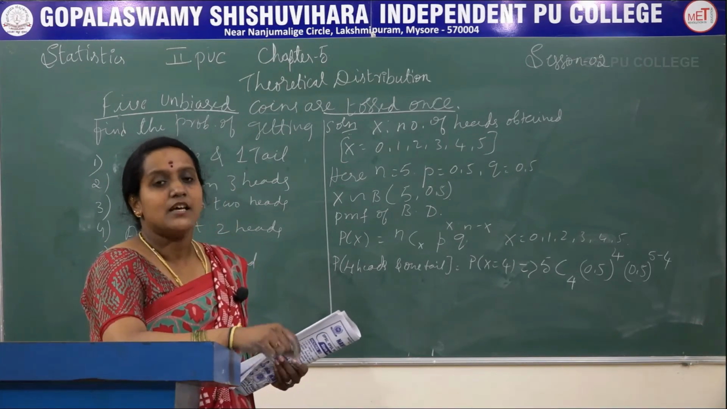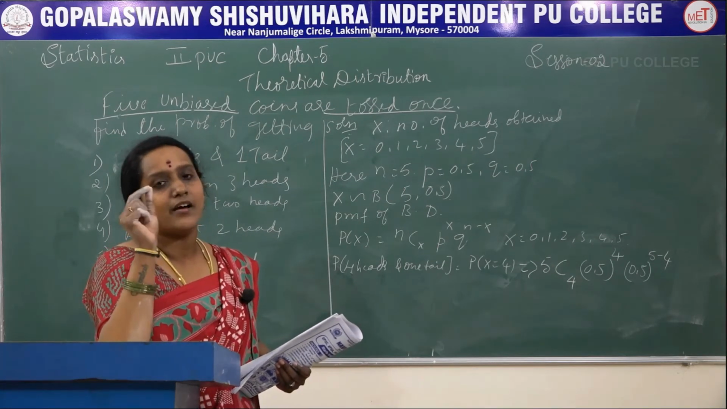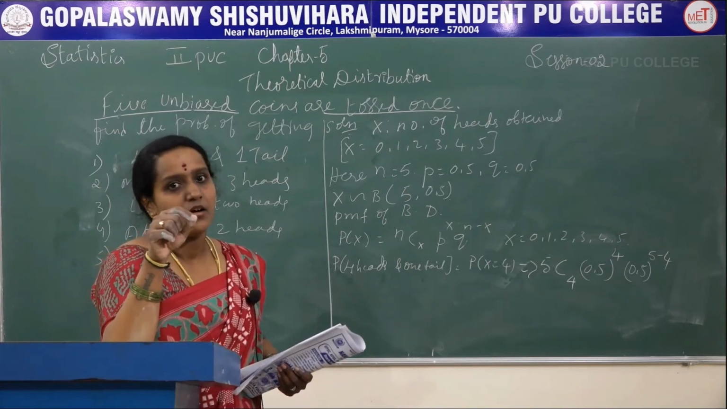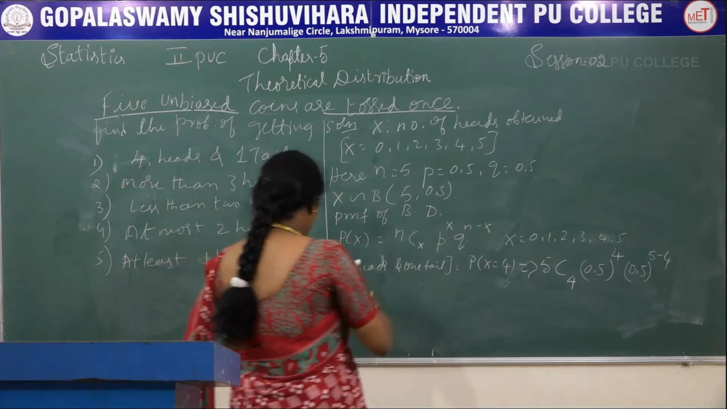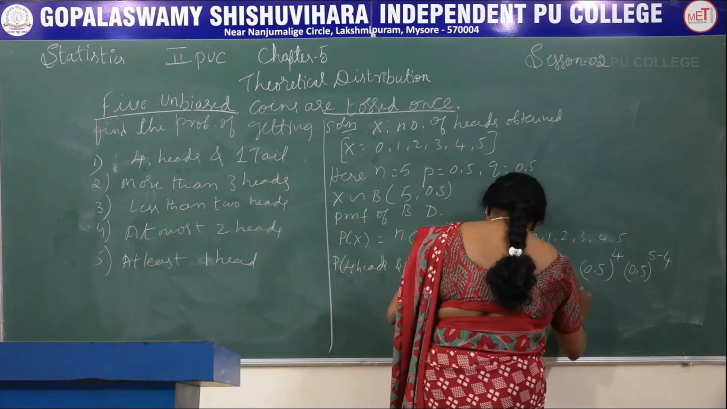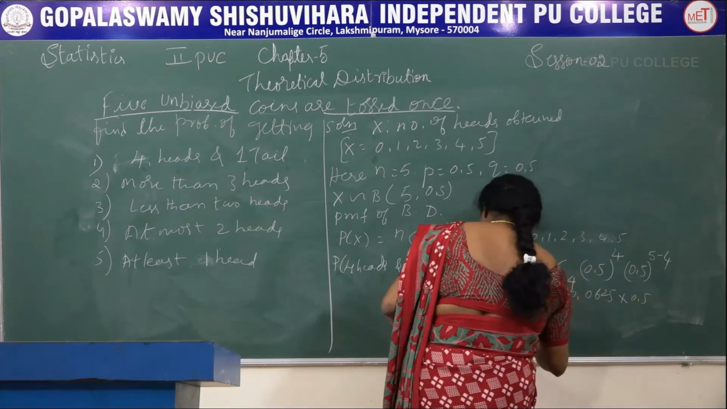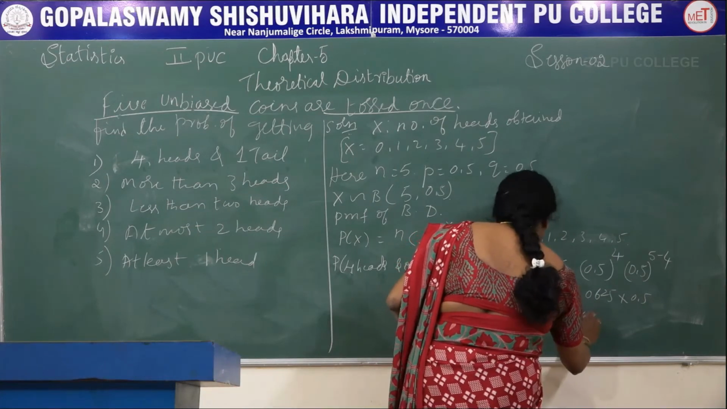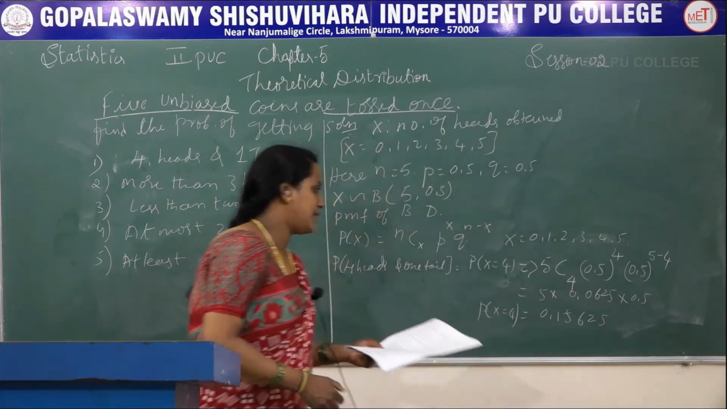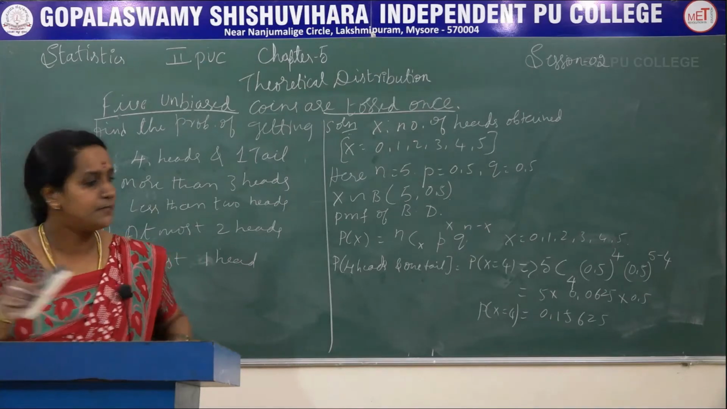In your scientific calculator, you can find the value of 5C4. That is a combination. In some calculators the combination nCr button is the same as it is, or in some we have to look for it. After this, the values are like this. 5C4 is 5 into 0.0625 into 0.5. This is 0.15625. So the probability of x equals 4 is 0.15625. Okay, next one.